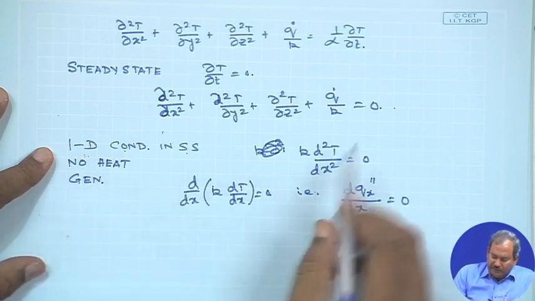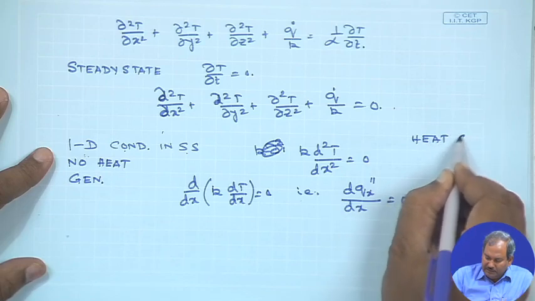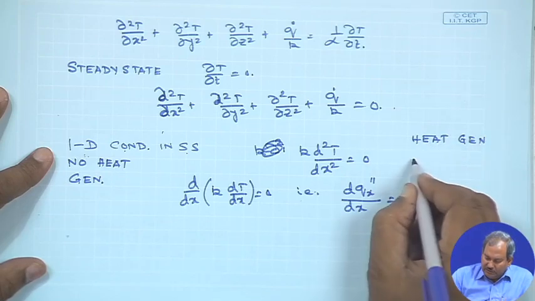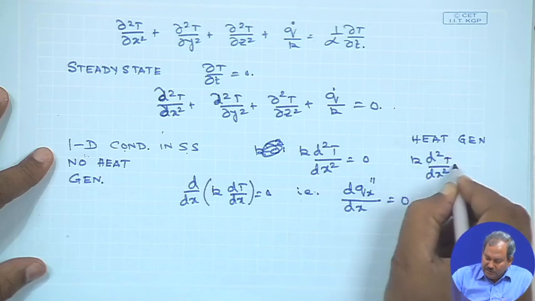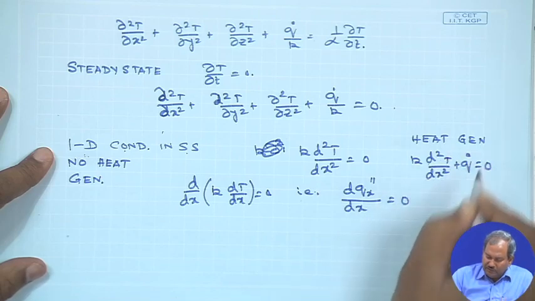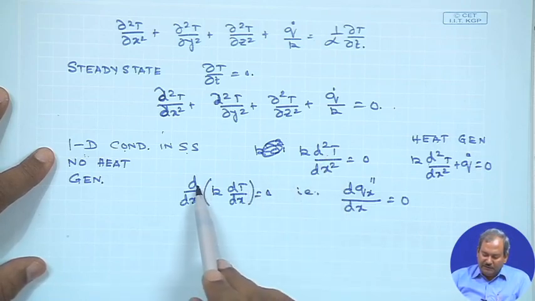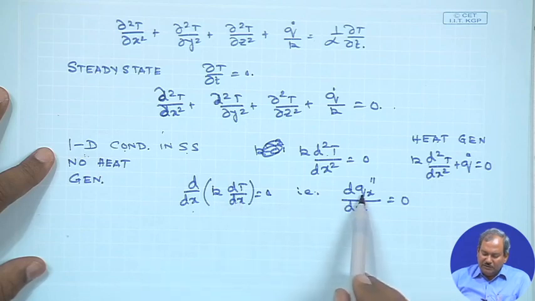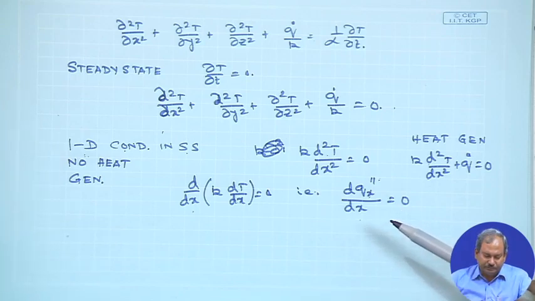So, if there is no heat generation, this would be the form. If you have heat generation in the system, then you are going to have k times d2t dx square plus q dot is equal to 0. And this simply can be written as d dx of k dt dx, which is k dq x double prime. So, this is the heat flux, the double prime denotes the flux. So, dqx dx is equal to 0.